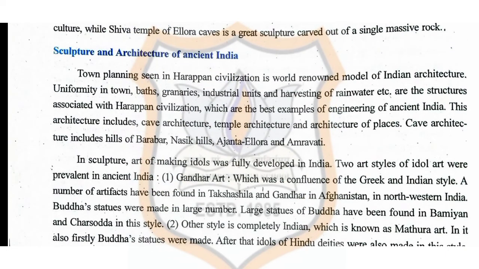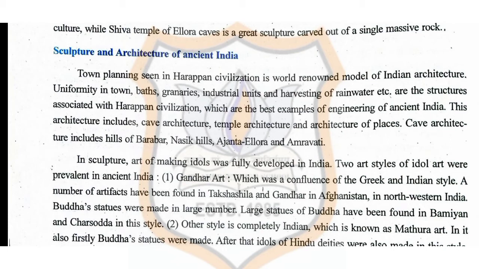Now, sculptures and architecture of ancient India. Town planning seen in Harappan civilization is a world renowned model of Indian architecture. Uniformity in town, baths, granaries, industrial units and harvesting of rainwater etc. are the structures associated with Harappan civilization, which are the best example of engineering of ancient India. This architecture includes cave architecture, temple architecture and architecture of palaces.